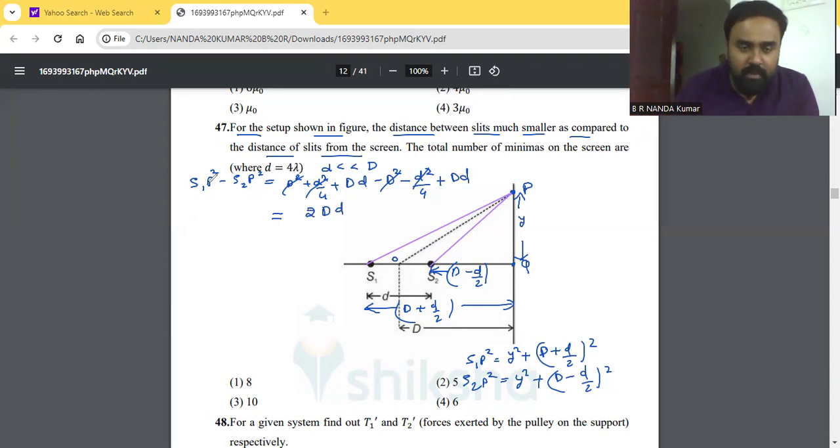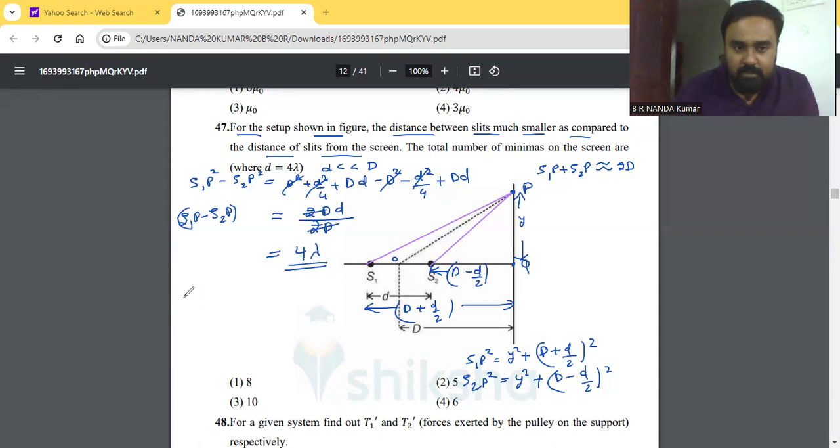Okay, so this is the A square minus B square formula. We can write it as S1P minus S2P into S1P plus S2P. S1P plus S2P we can approximately write as 2 times capital D. So divided by 2 times D, the 2D cancels, so S1P minus S2P is equal to small d. So for d equal to 4 lambda, how many minima will we get?